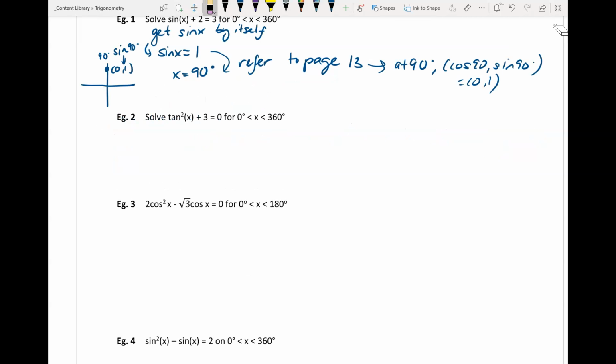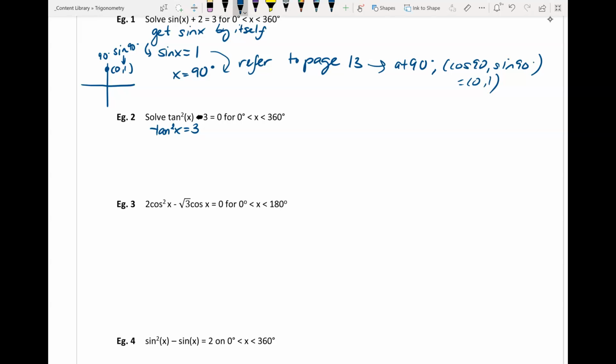Moving on to example 2, I need you to do a correction on this example. I want you to put a minus 3 instead of a plus 3, and then we're going to go ahead and solve this equation. Just like example 1, I do want to get tan x by itself. Right now we have tan squared x minus 3 is equal to 0. So I'm going to add 3 on both sides as my first step in isolating tan x.